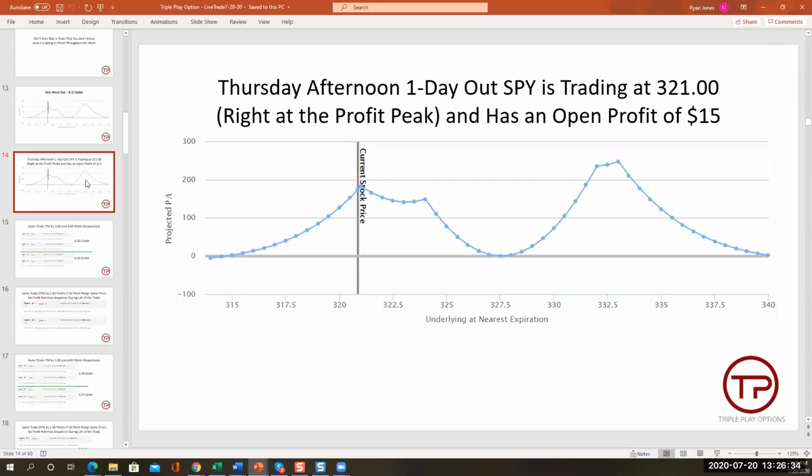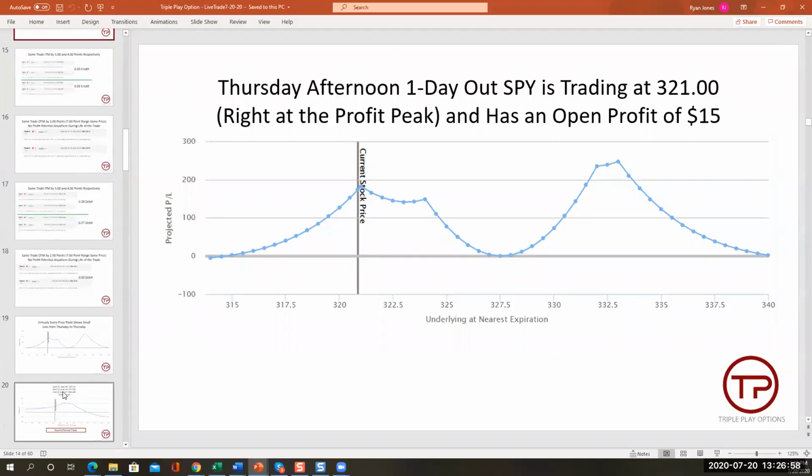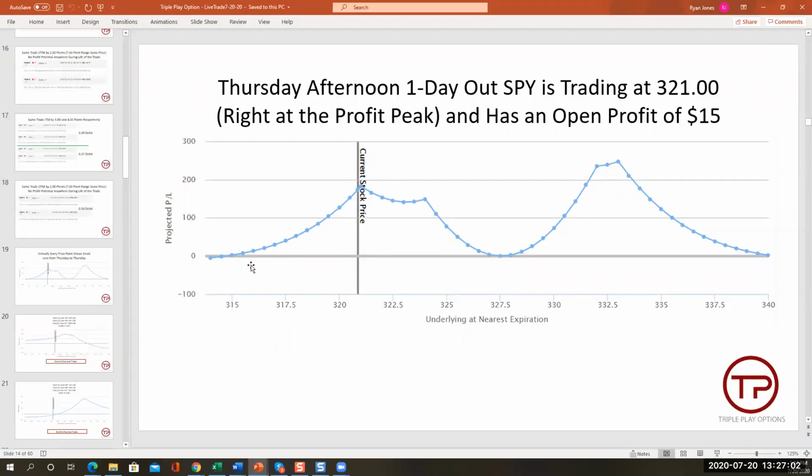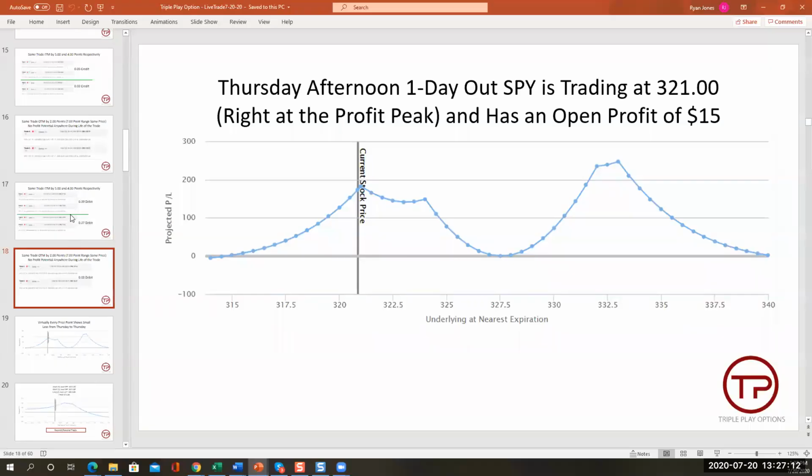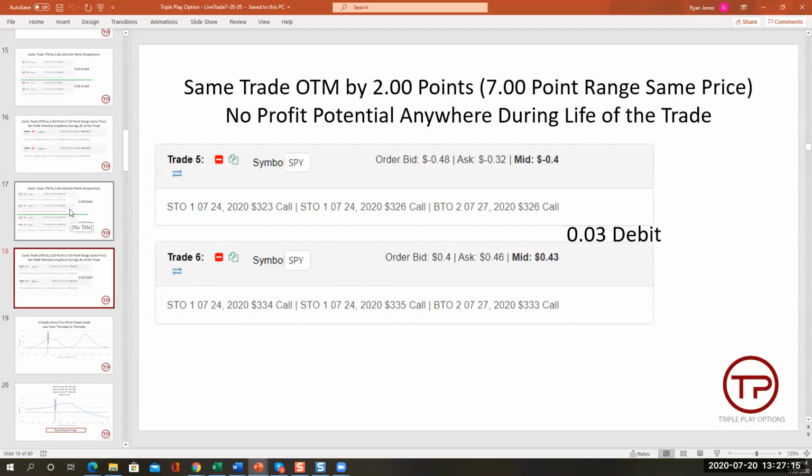Now, if it's not making money any day of the week, regardless of whether the market moves up or down by Thursday, the final profit potential is going to be on Friday, and it's not going to be that great because you have to wait until the last second on this profit peak before you actually realize the gain. In this instance, the trade was trading at a $15 profit on Thursday, but that's as far as it goes. Same trade, 2 points in the money, 7-point range, same price, no profit potential anywhere during the life of the trade.